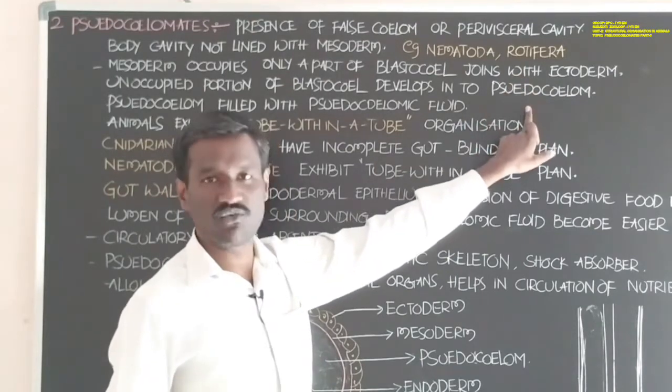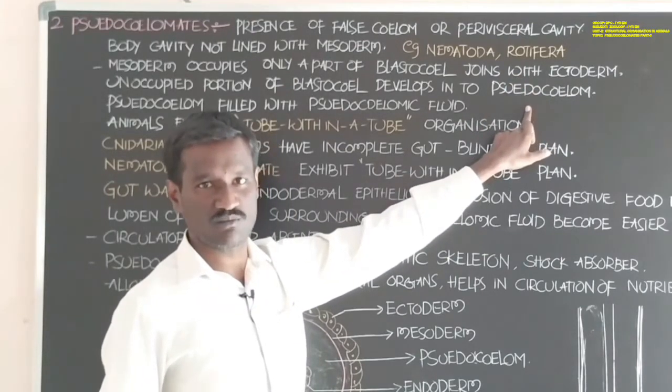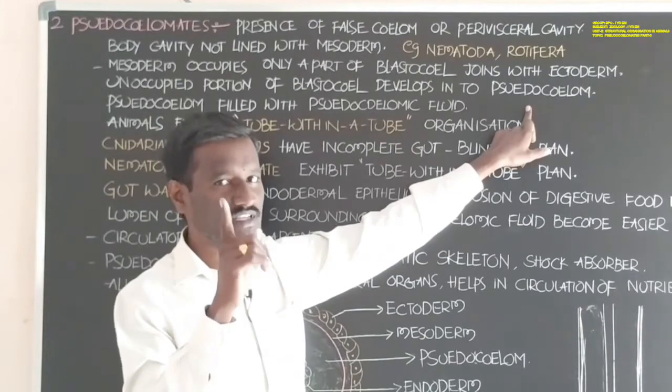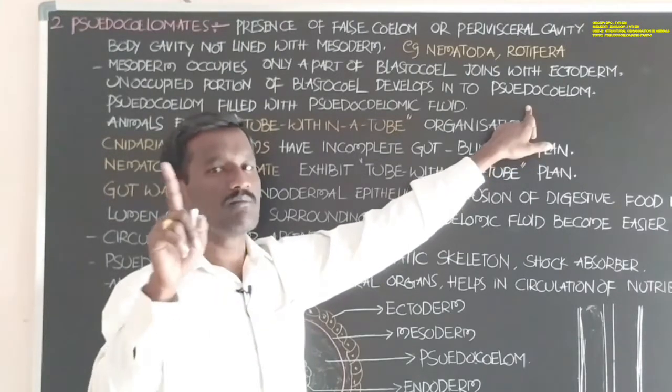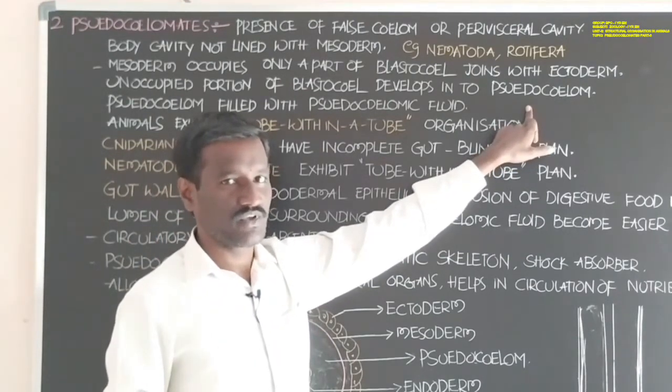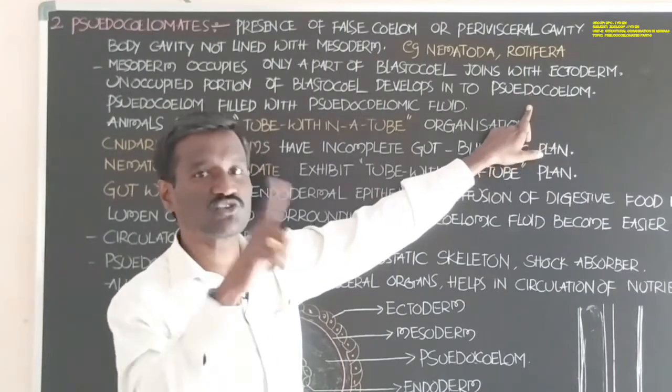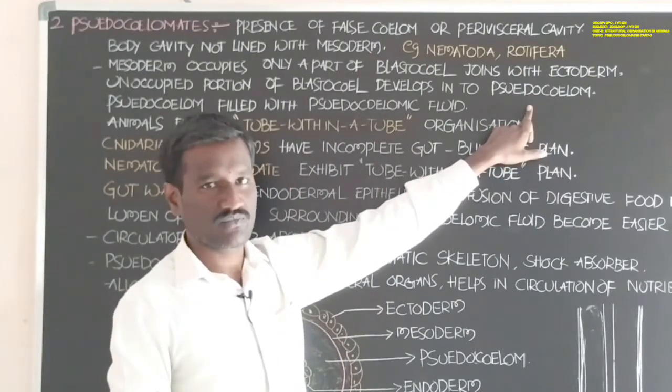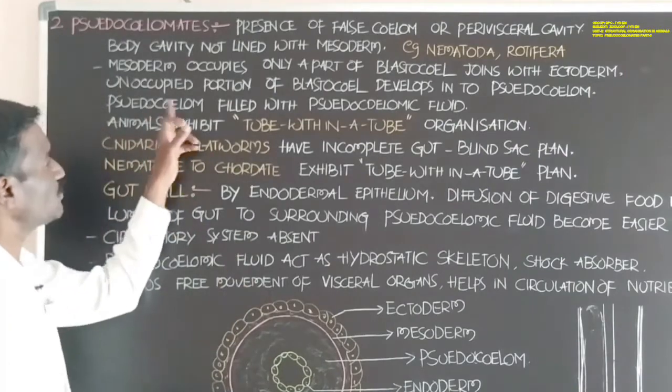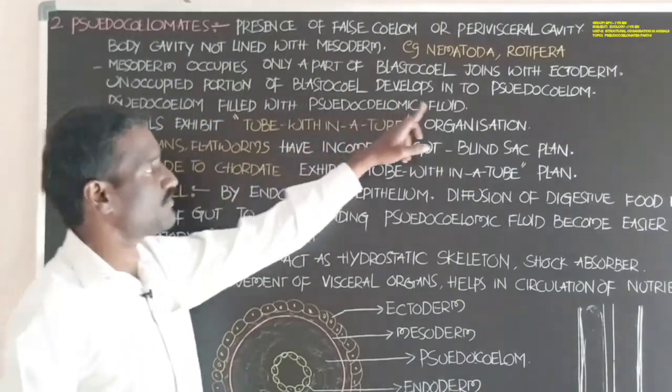Okay, so it is called false coelom. It is not a true coelom. True coelom is produced from the mesoderm layer. It is the unoccupied portion of the blastocoel. Okay, next, pseudocoelom filled with the pseudocoelomic fluid.